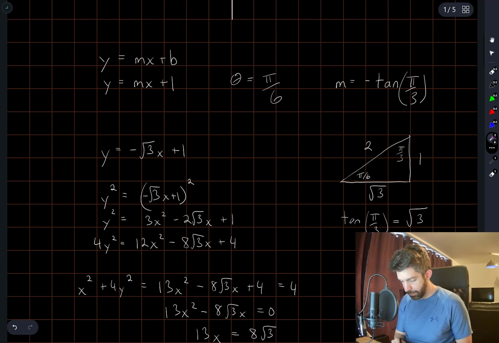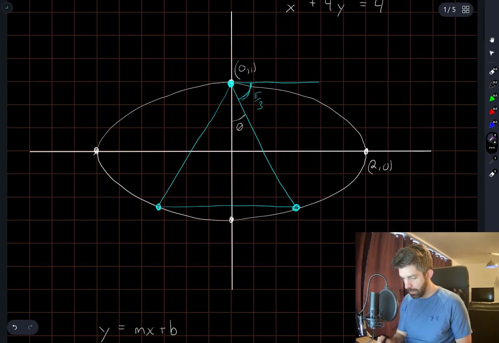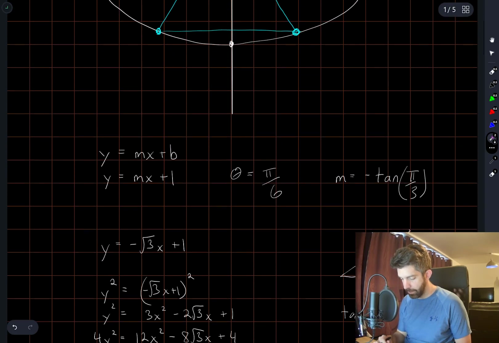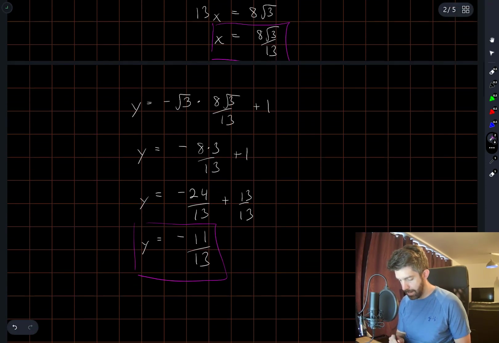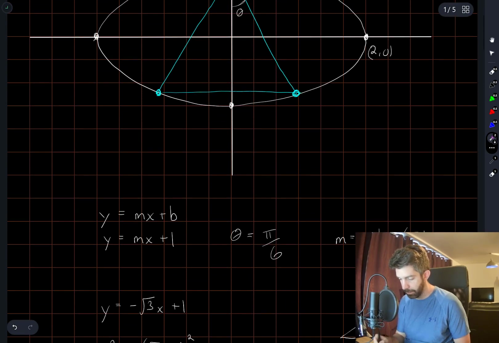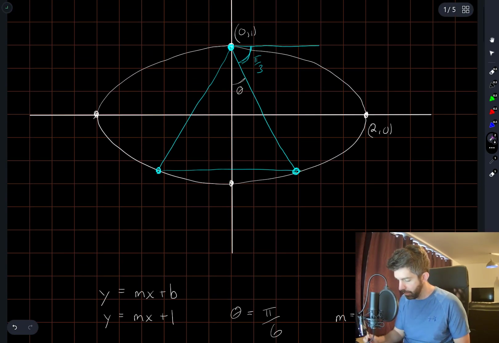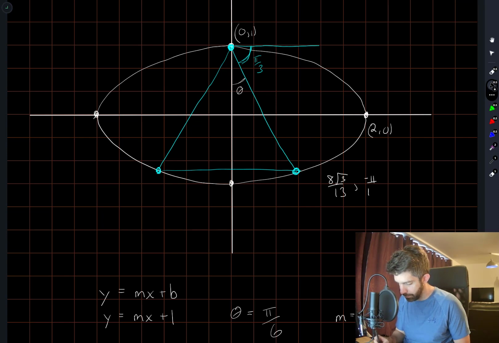Okay. So I've got the equation for that line. I simply make this substitution for y in terms of x into the equation of the ellipse that we're given. After some simplification, I end up with a value of x of 8 root 3 over 13, and a value of y which is negative 11 over 13. So the fact that y comes out to be negative makes sense, right? This point is clearly below the x-axis. Let me write down the coordinates of this point: (8 root 3 over 13, negative 11 over 13).